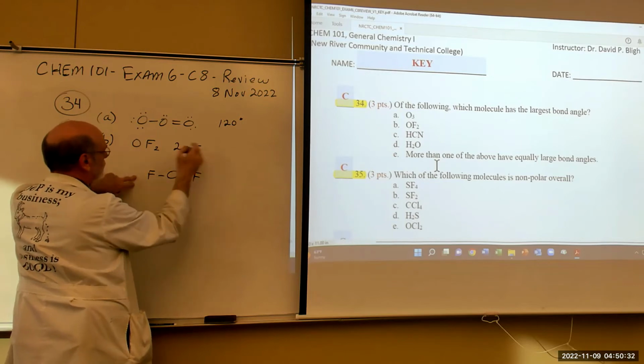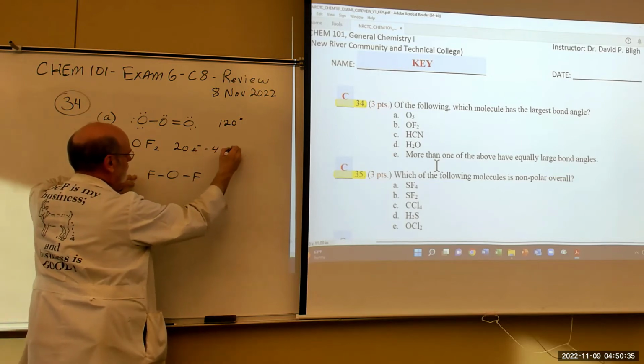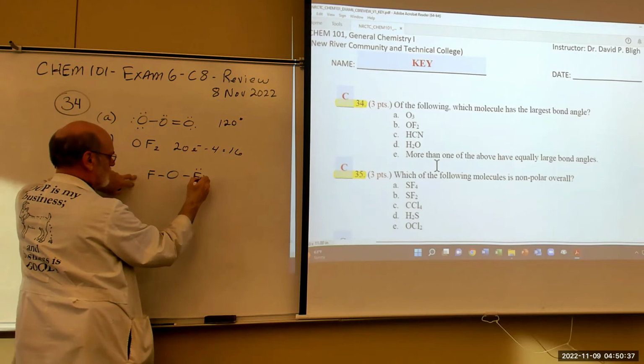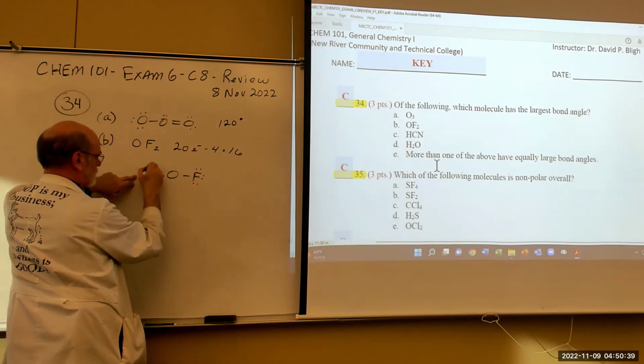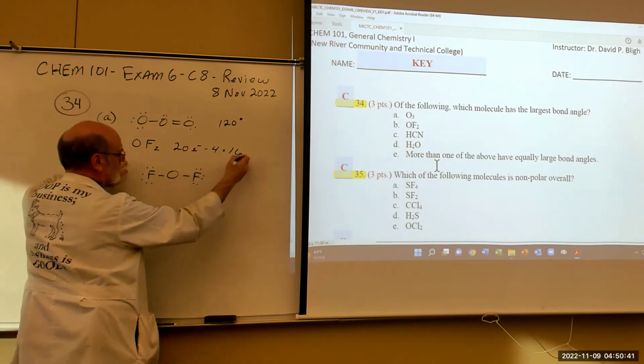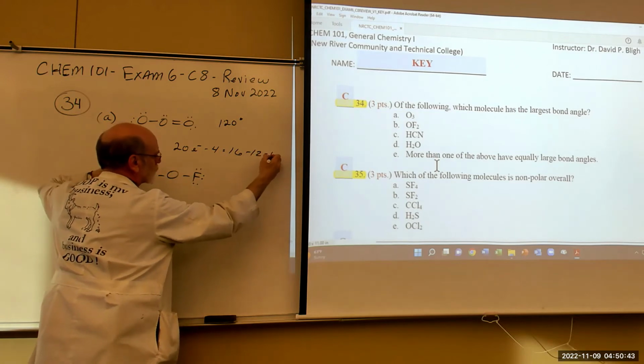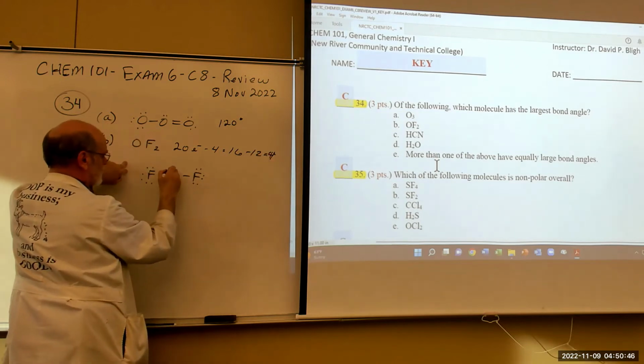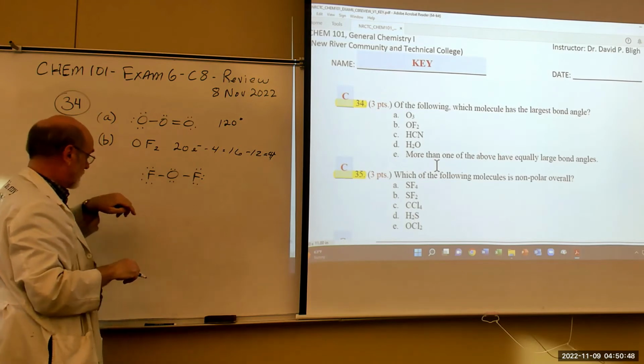Yeah, 2, 4, 16. So that's 6, 6, 12. Minus 12 equals 4 electrons. There we go. Okay.